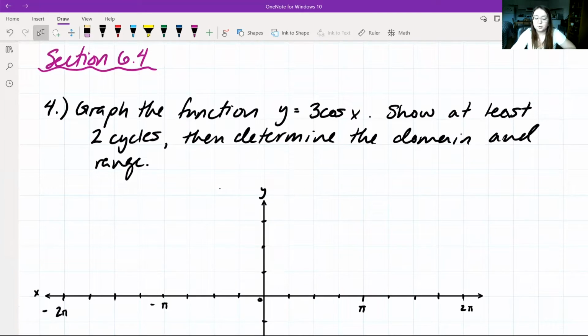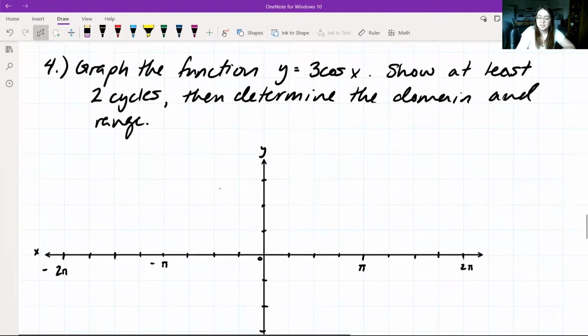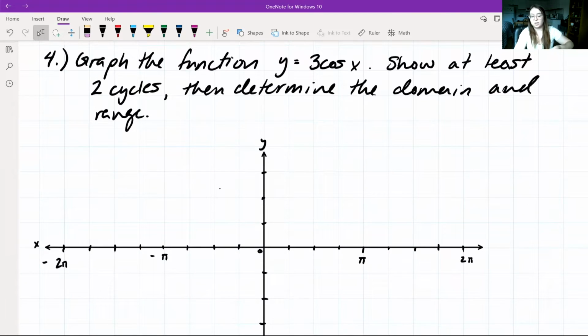Now for section 6.4, number 4, we want to graph the function y equals 3 cosine of x. Show at least 2 cycles and then determine the domain and the range. So with 2 cycles, this means that we want to show 2 periods. And we're given this function y equals 3 cosine of x. So we're going to go ahead and use the method of using key points in order to graph this function.